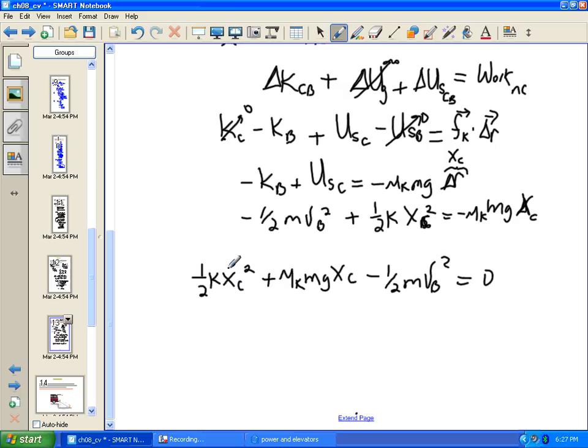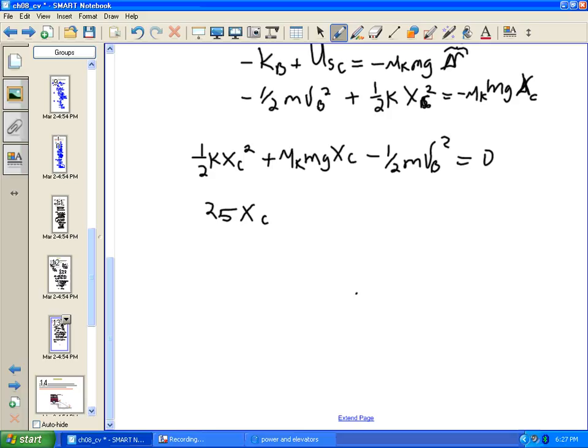A half k will be equal to 25, since k is 50 newtons per meter, so 25 x sub c squared plus mu k times mg, I'll let you guys work it out, but should equal 3.92 newtons. We won't put the unit so that we don't have a problem with excess terms, minus 1/2 m v b squared, which we know numerically should be 0.576.